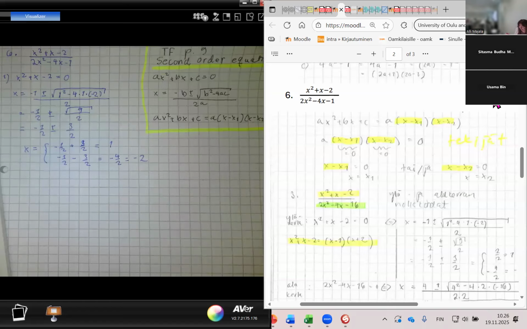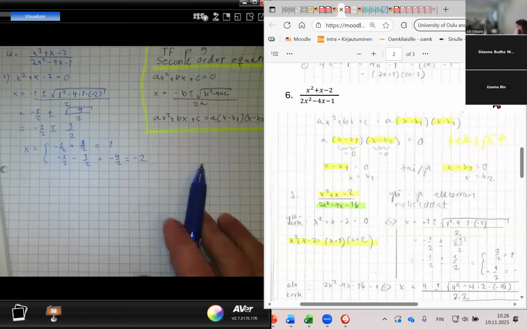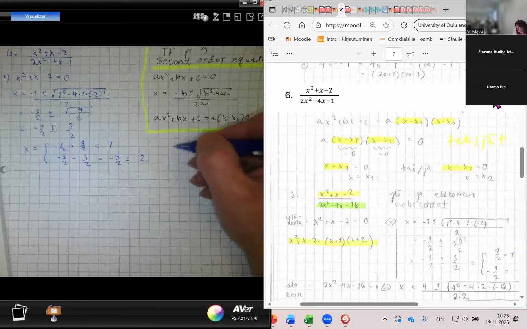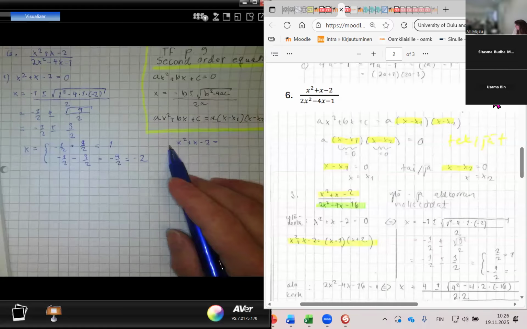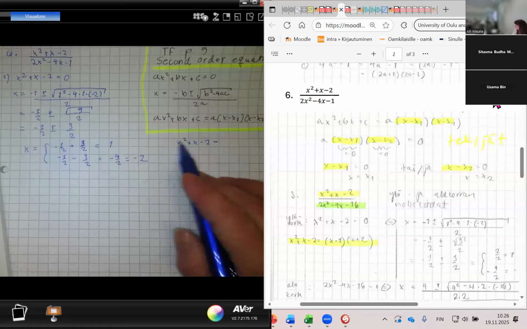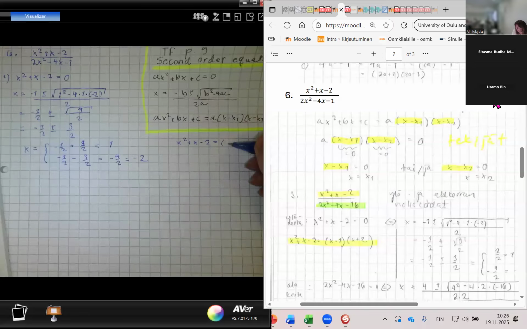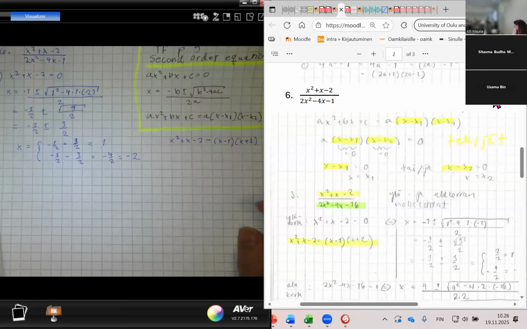Okay, then I'll rewrite this. I'll just put it down here: a is obviously 1. So then I can just put the roots there: x minus 1 and x plus 2, yeah? Looks like that. That was my first equation, and then I modify the next.